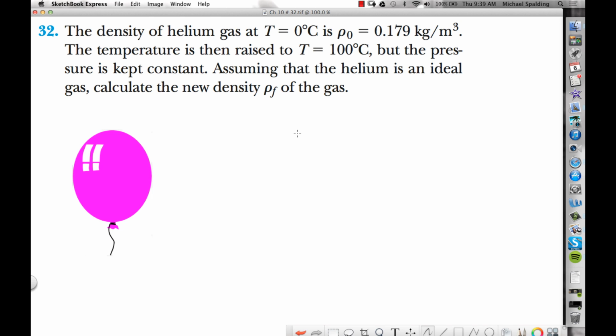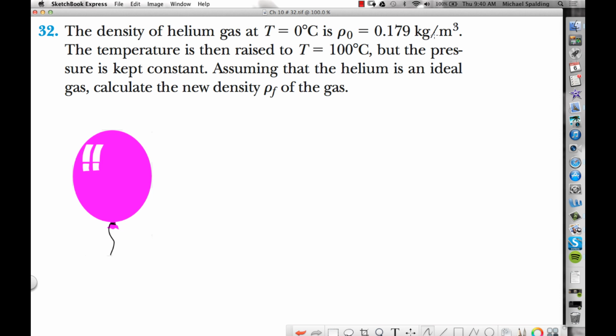Number 32, chapter 10. We have this helium gas. So I have a picture of a balloon here, and they tell us the density of the helium gas at 0 degrees Celsius is 0.179 kilogram per cubic meter.